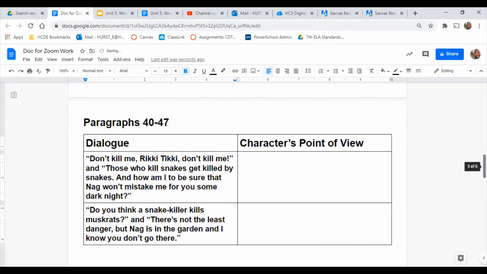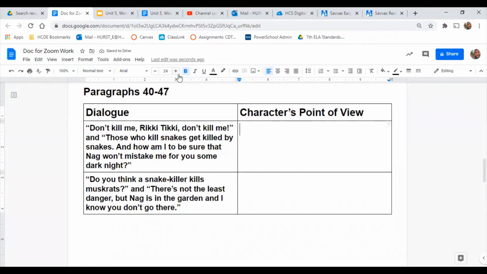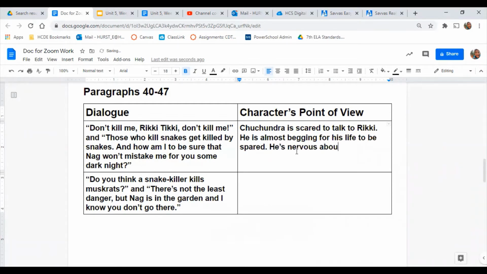Okay, so now I'm going to think, what are the characters thinking here? What are their feelings? What is their point of view on the situation? So Chuchundra, who's talking in this part, is scared to talk to Rikki. He's like, don't kill me. He's almost begging for his life. And he's nervous about all of this situation and what's going to happen next.